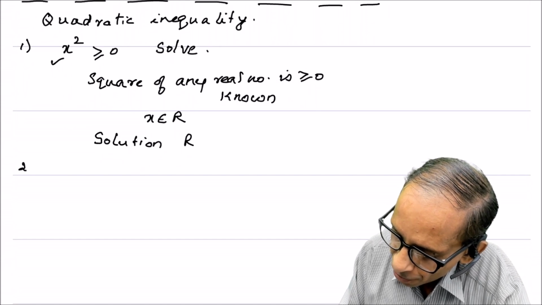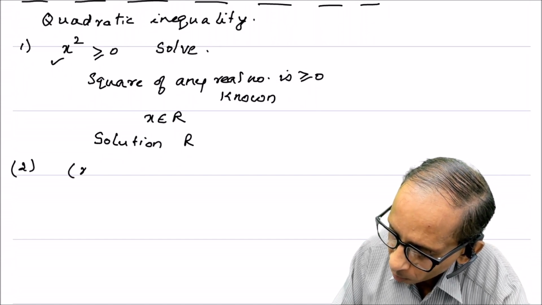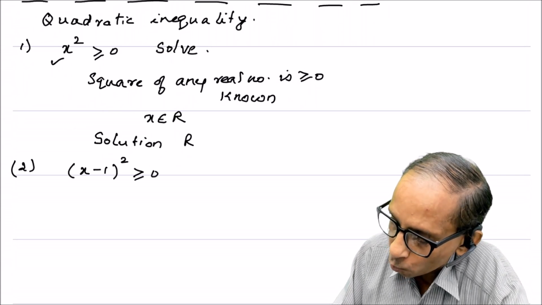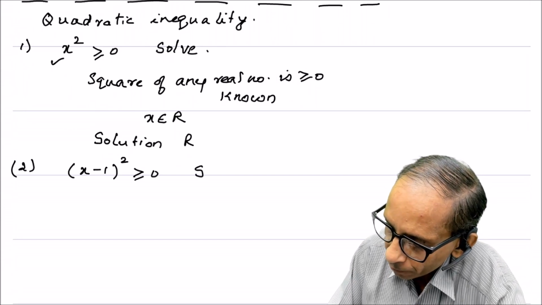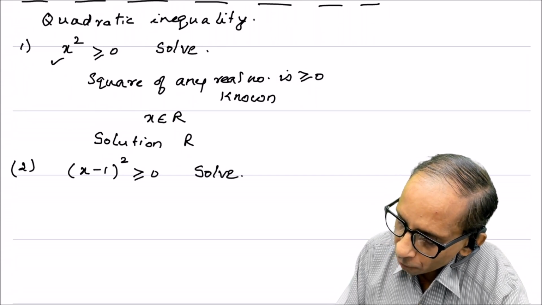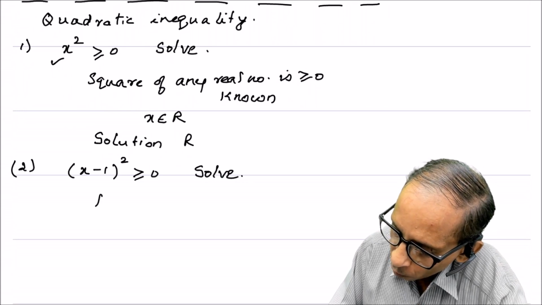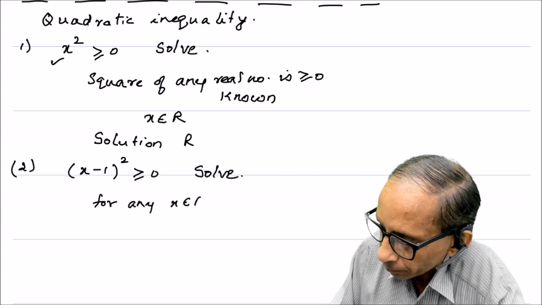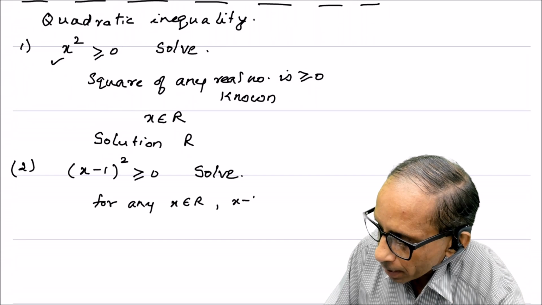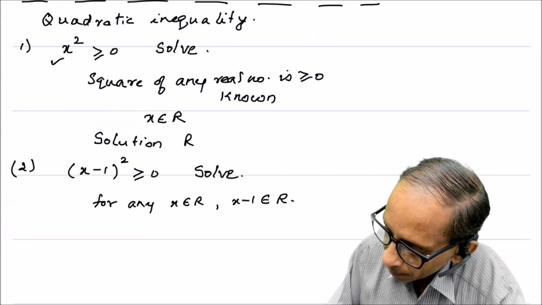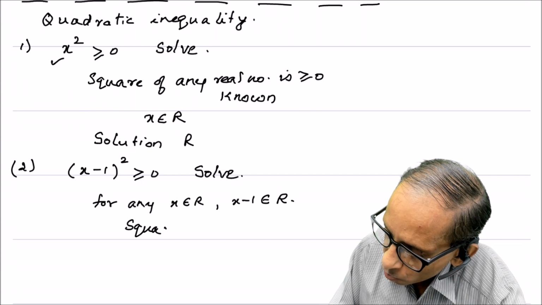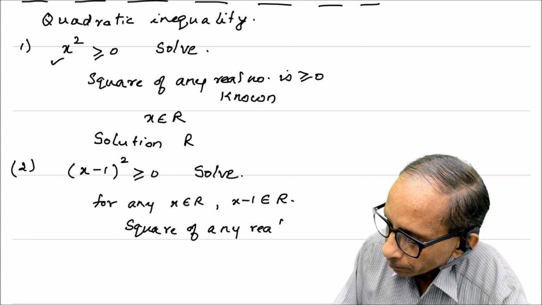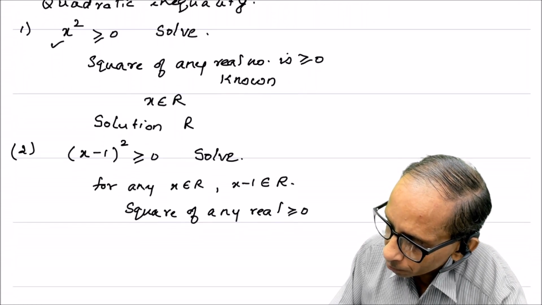As a next stage, if we are considering a quadratic of this particular form, x minus 1 the whole square, and we compare it with 0 and say that we have to solve it, then again, for any x which is real, x minus 1 is also real, and square of any real is greater than or equal to 0.